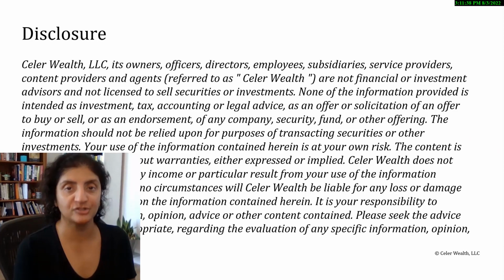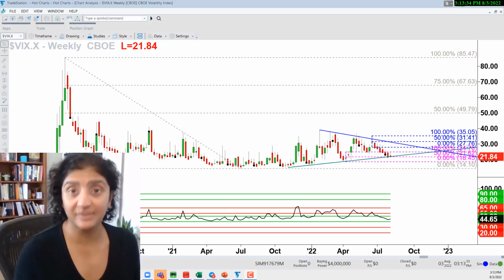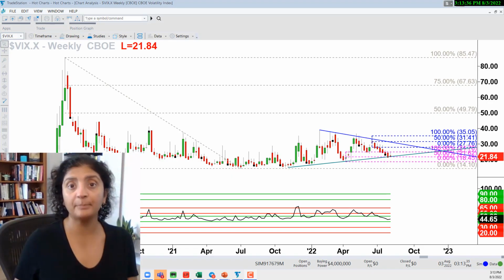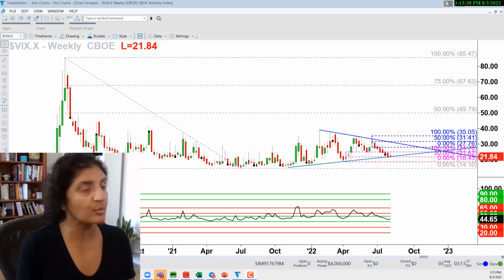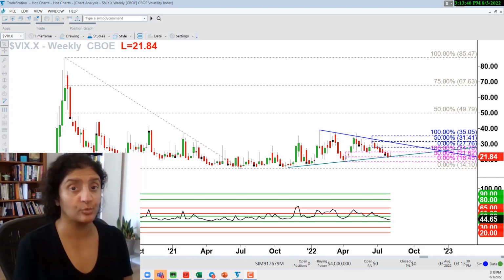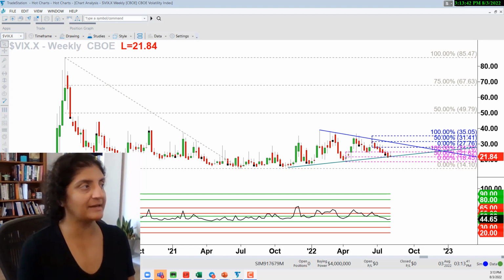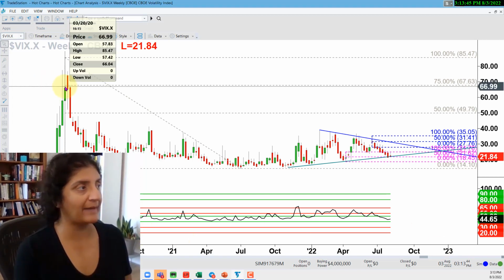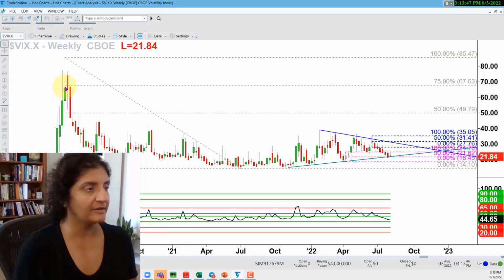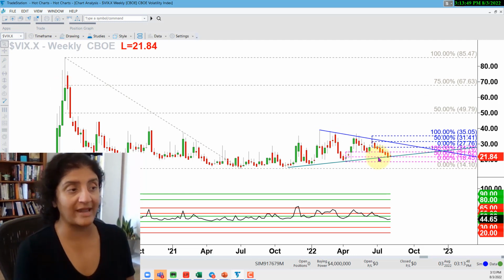So let's head over to my chart of the VIX. All right, so to give us some perspective, I've taken us back up to a weekly chart. Every one of these candlesticks is representing an entire week of action. And you can see that going up to the extreme high that we had at the start of the pandemic, we are now in a range, consolidating, and it's been for some time.